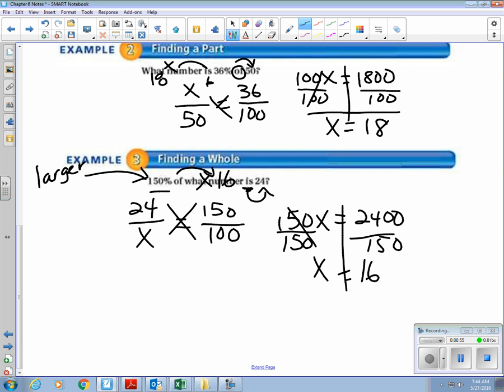150% of 16 is 24. So in this case, 24 is the part, and 16 is the whole amount. And you'll notice that the part is bigger than the whole. That's because the percent was bigger than 100%. So again, anytime your percent is bigger than 100, that means your part is going to be larger than the whole amount. And sometimes that's a little bit confusing to think that a part can be bigger than the whole amount. So if you have questions on that, if you're not sure why that is, ask me questions in class, and I'll be happy to go over another example to show you why that is.